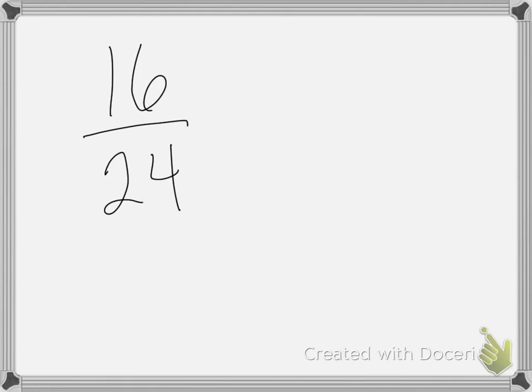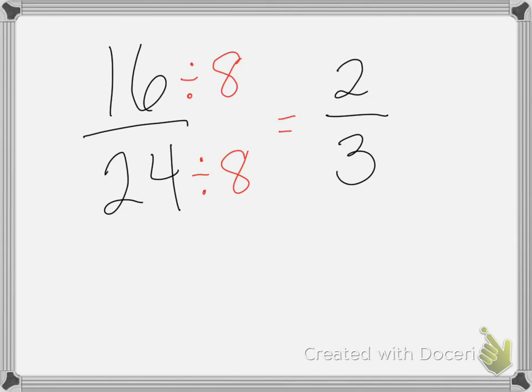So if I have the fraction 16 over 24, I can use that greatest common factor to simplify it. And to do that, I'm going to divide the numerator and the denominator by that common factor, 8. Okay. So 16 divided by 8 is 2, and 24 divided by 8 is 3. 2/3 is equal to 16 over 24, but in its simplest form. And we know that 2/3 is in its simplest form because there's no number I can divide both the numerator and denominator by that is the same.